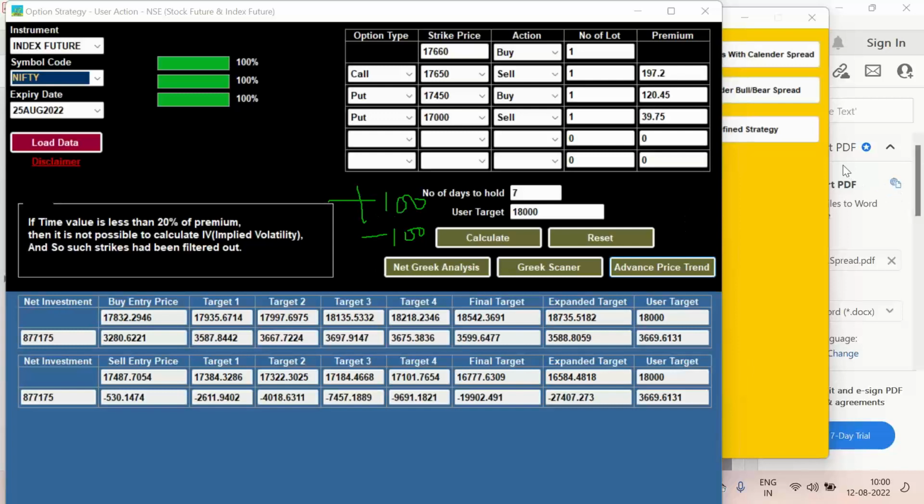And one more thing you need to remember, these strategies will be beneficial when the VIX is less than 20%. Currently the India VIX is less than 20%. As long as the VIX remains below 20%, these strategies are beneficial.